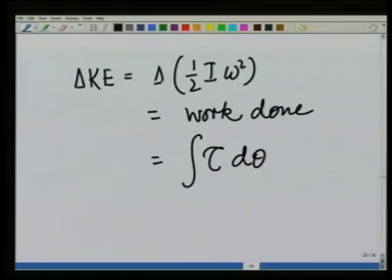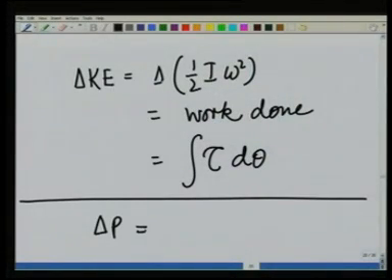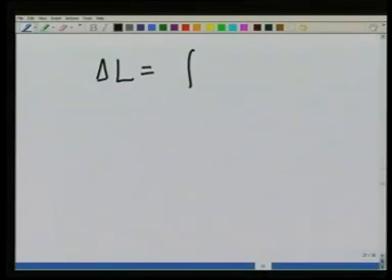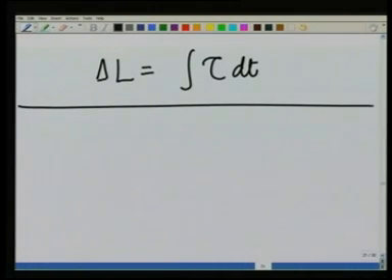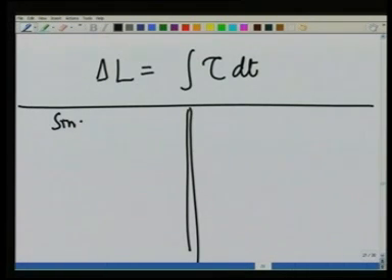Similarly, if I apply an impulse to a single body, what happens to its momentum? Its momentum changes by the amount of impulse f dt. In a similar manner, if I apply an impulse and that provides a torque, its angular momentum is going to change by the torque impulse. So, let us see in the case of rotation about a fixed axis, what are the equivalent quantities of a single particle.